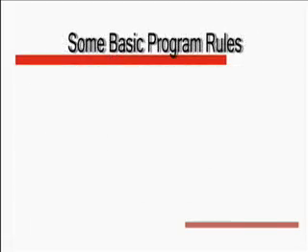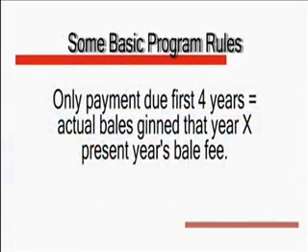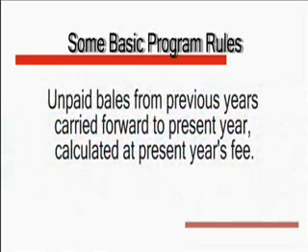The minimum payment in any year is the actual number of bales ginned multiplied by the bale fee applicable for that year. This offers the gin unprecedented flexibility to handle the ups and downs of an agricultural enterprise, but it demands responsibility on gin management's part to pay off bales as early as possible to save interest. Always remember that bales unpaid from earlier years are carried forward and are due at the present year's bale fee.